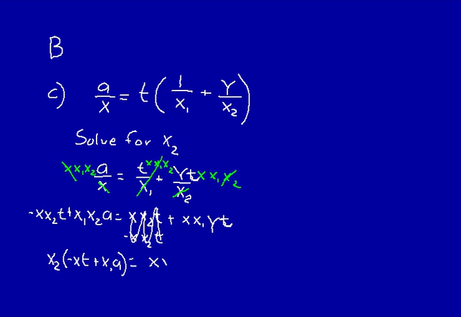And then you just divide both sides by that term in the parentheses, and you end up with x2 is equal to x, x1yt over, I'll just put the positive term first, x1a minus xt. And there's our solution. We've basically just rearranged that equation and solved it for x2.